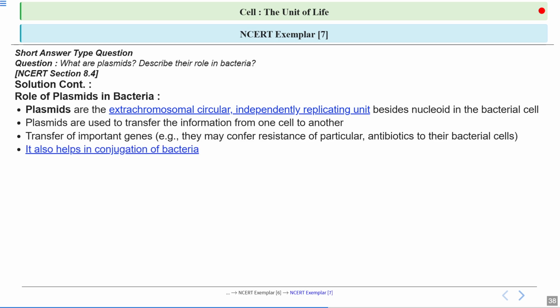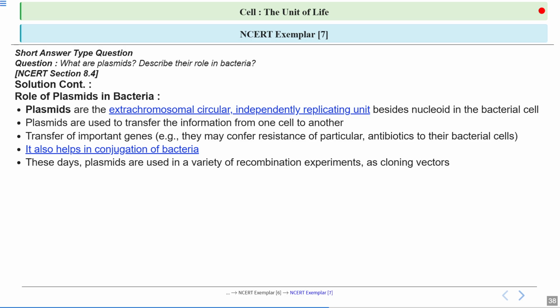It also helps in conjugation of bacteria. Conjugation is a type of sexual reproduction that we see in the case of bacteria, right? So they form the sex pili. A pili-like structure, what is that? A tube-like structure that joins the two bacteria, and the chromosomes are transferred from one bacterial cell to another, right? So this pili-like structure is formed by the genes that are present on the plasmid.